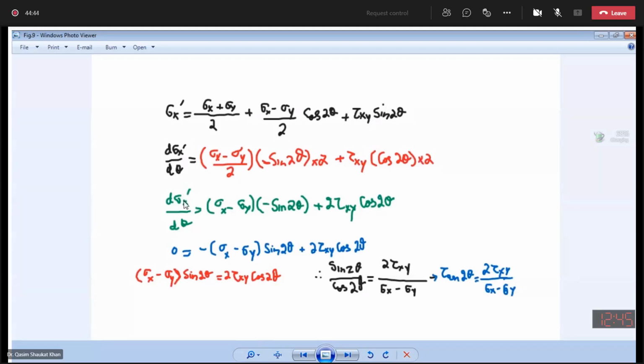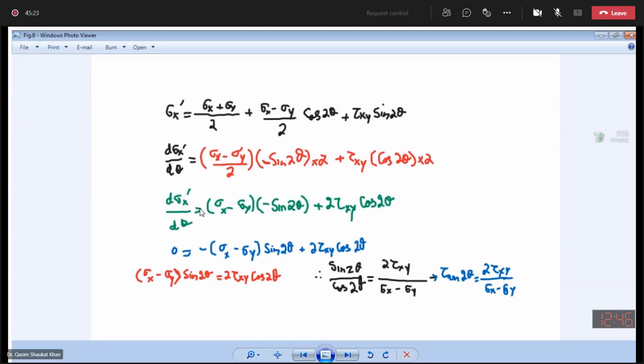So this derivative of sigma x dash with respect to theta, we are going to now simplify. Sigma x minus sigma y over 2, the 2 will cancel out with this 2. So sigma x minus sigma y times minus sine 2 theta plus 2 tau xy cos 2 theta. Everyone is okay up till this point? Any query? If it is clear, then I am proceeding further.